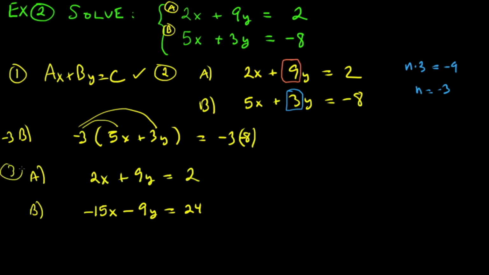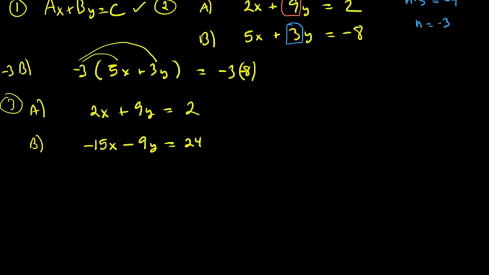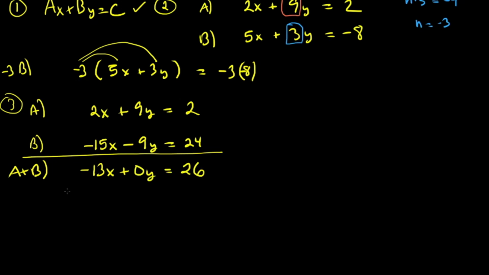Okay. So on to step 3. What was step 3? Hopefully it's kind of obvious now. We have a positive 9y, we have a negative 9y. When we add the two equations together, equation A plus equation B, what do we get? We get 2x plus negative 15x is negative 13x. We get 9y plus negative 9y, which is 0y, or just 0. And on the right side, we get 2 plus 24, which is 26. So we get negative 13x is equal to 26.